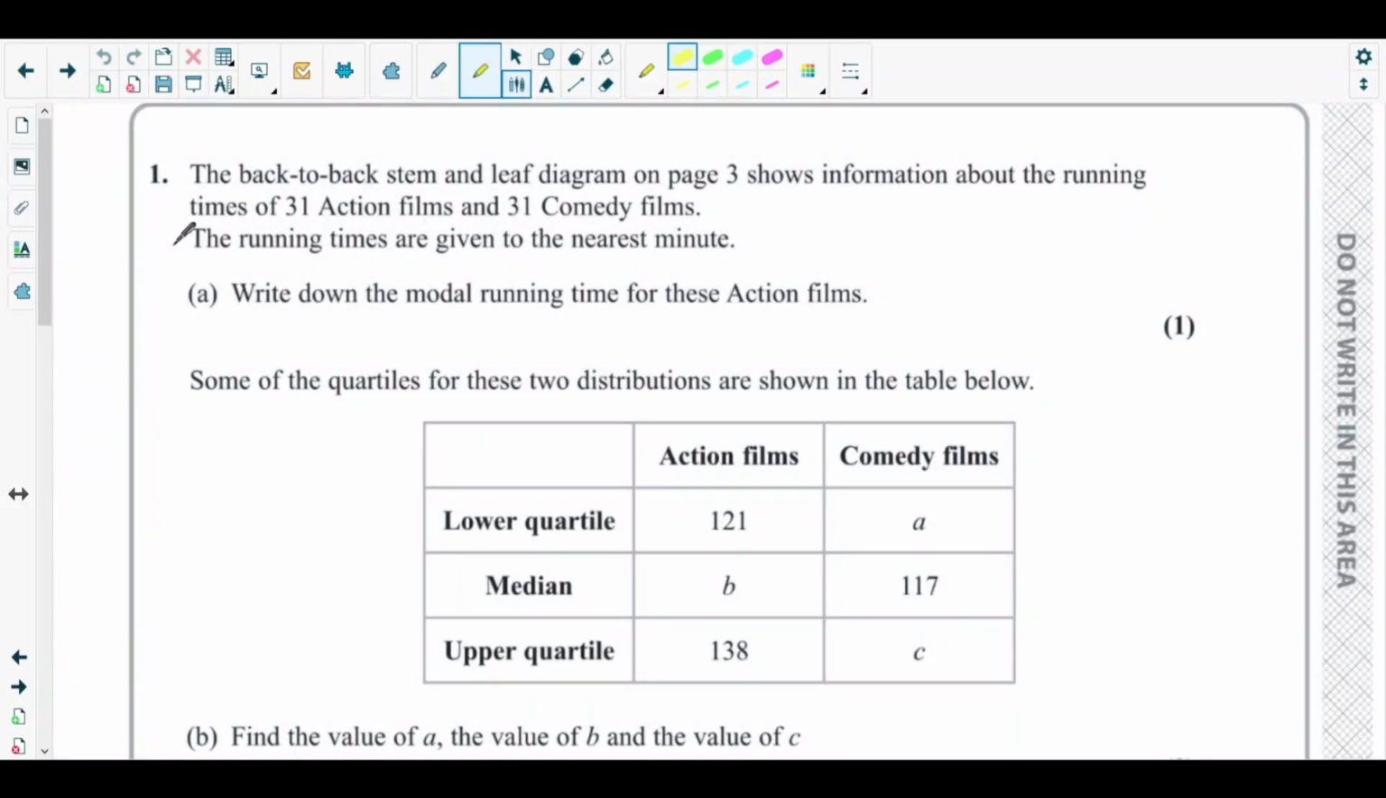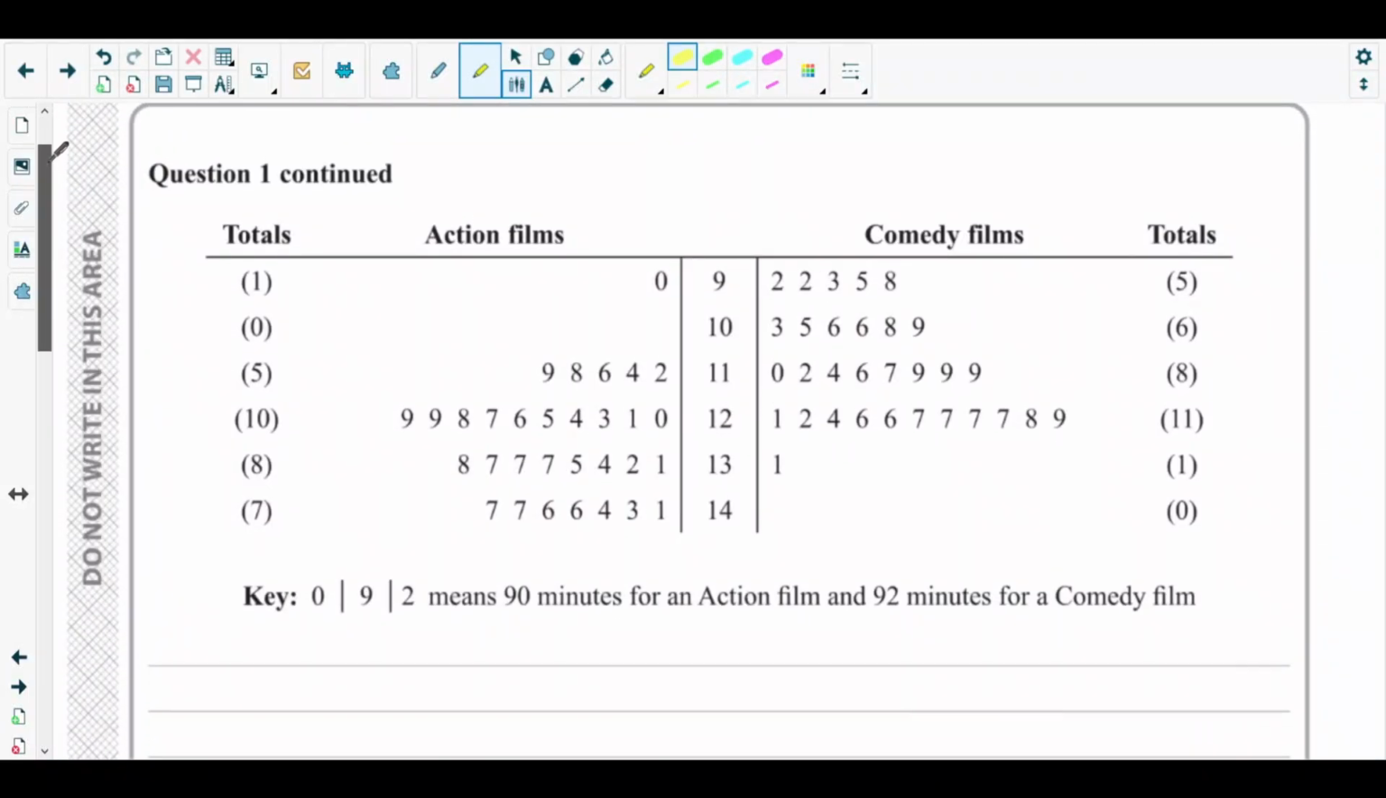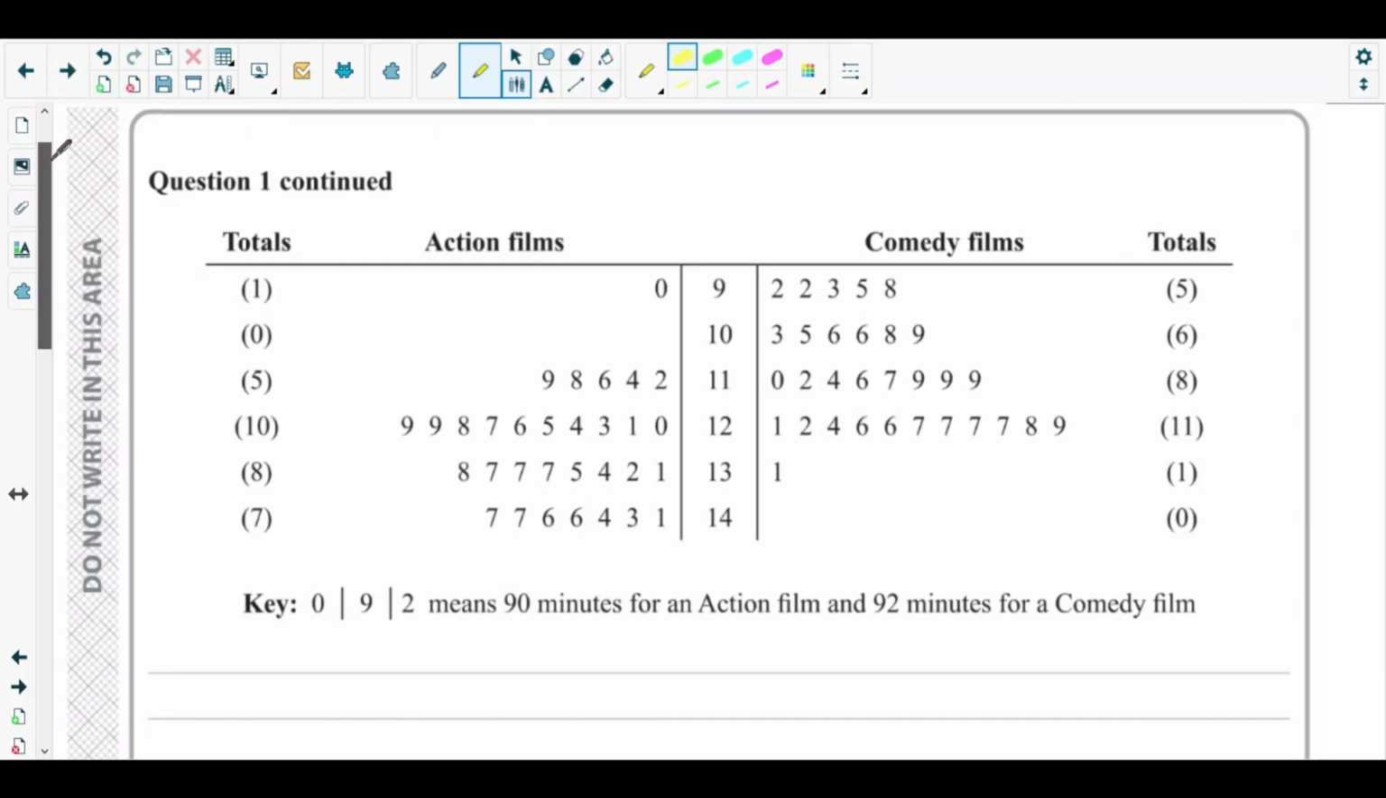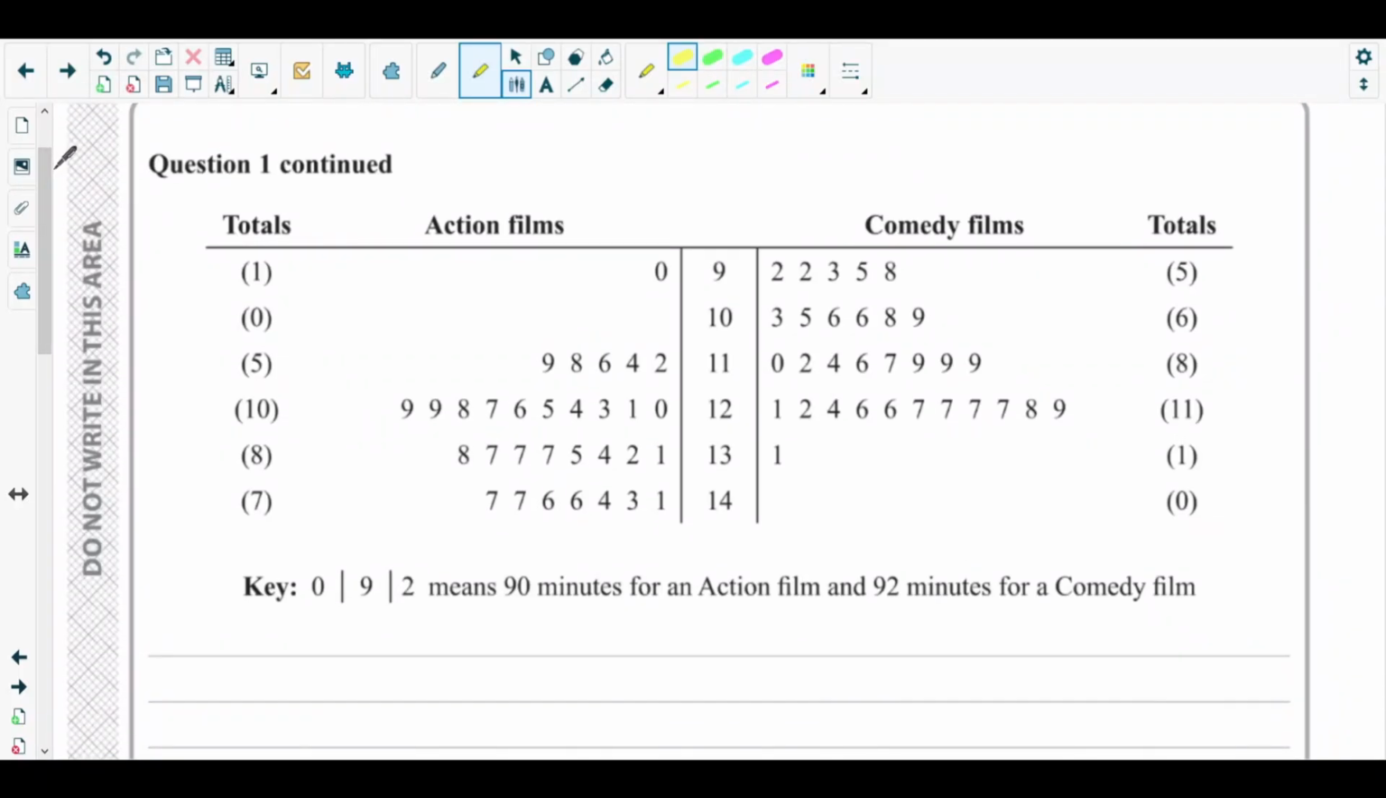Okay, here the question says the back-to-back stem and leaf diagram on page 3 shows information about the running times of 31 action films and 31 comedy films. Here you see on the second page the back-to-back stem leaf diagram has been given. On the left side it shows the running times for action films, and on the right side it shows the running times for the comedy films.